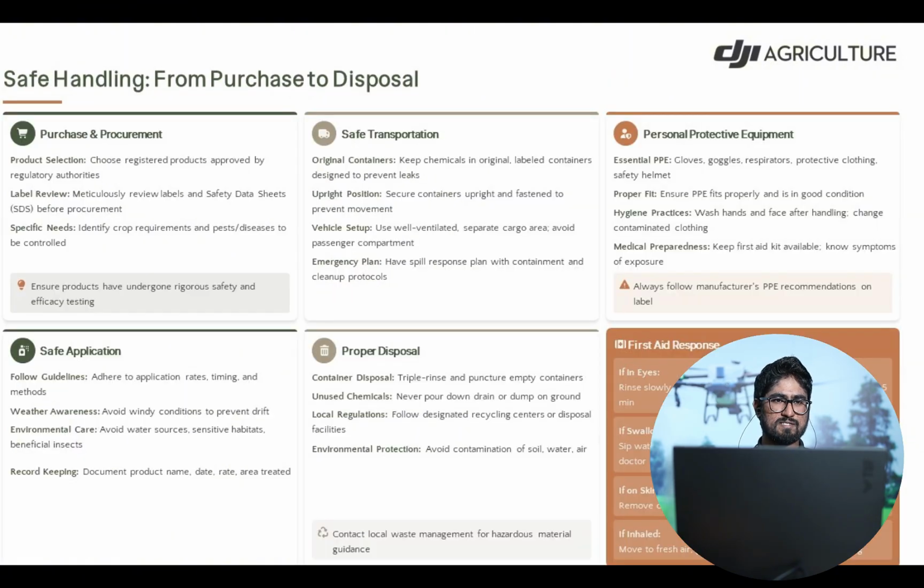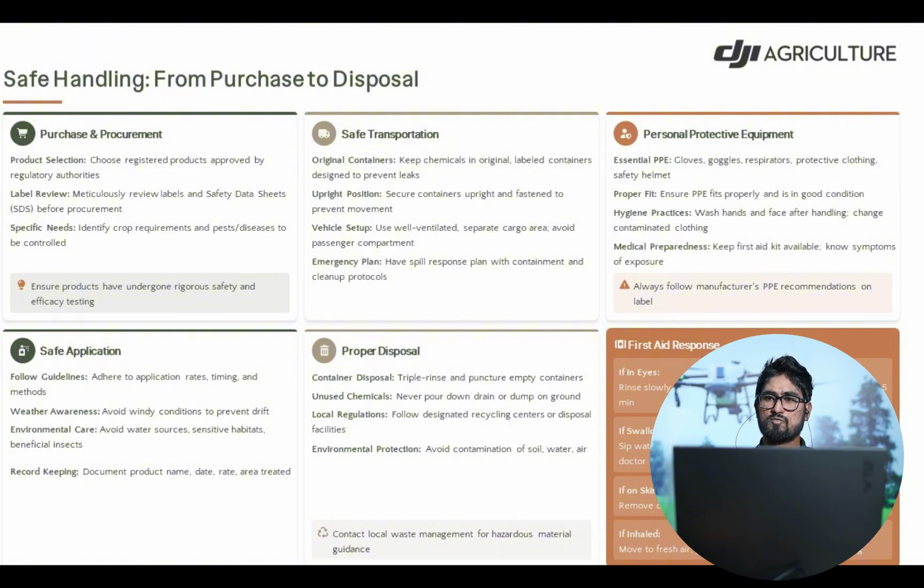Okay, now we will discuss how we can safely handle pesticides from purchase to disposal. For purchase and procurement, we must choose registered products approved by regulatory authorities, and we should identify the crop requirement and the pest or disease to be controlled. While transporting, we must keep chemicals in original labeled containers designed to prevent leaks, and secure containers upright and fast to prevent movement. Use a well-ventilated vehicle, like a separated cargo area, and avoid passenger compartments.